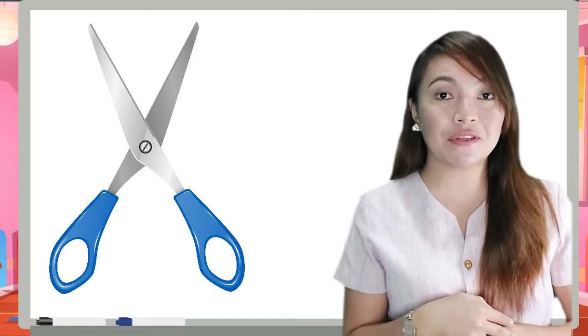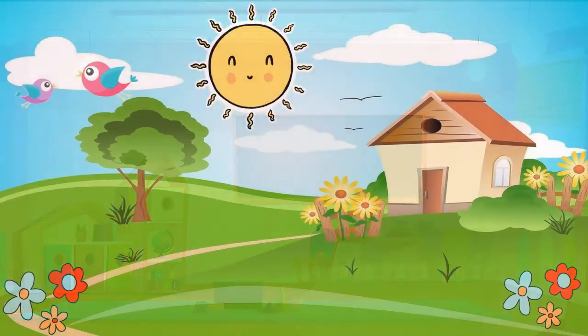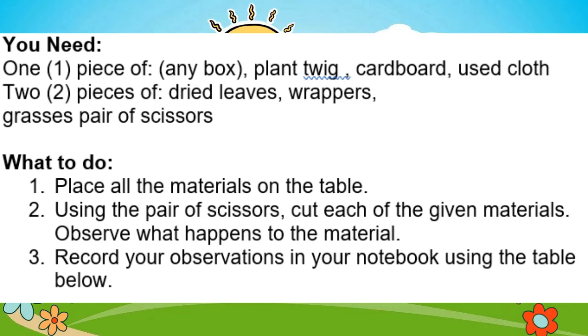Great job! Now, what happens to solid materials when they are cut? Now, what you need for this activity are the following. You need 1 piece of any box, plant twig, cardboard, used cloth, 2 pieces of dried leaves, wrappers, grasses, and pairs of scissors. Now, what you're going to do?